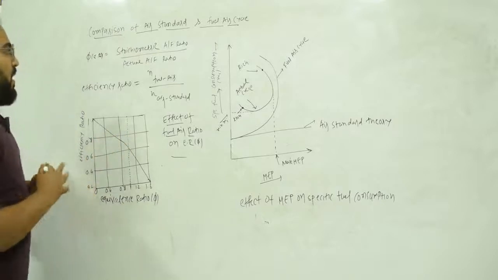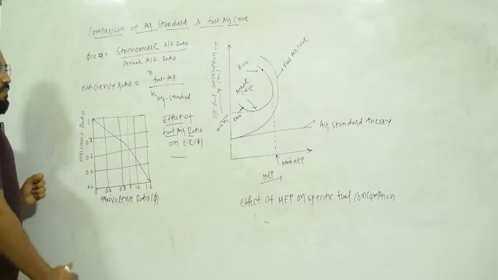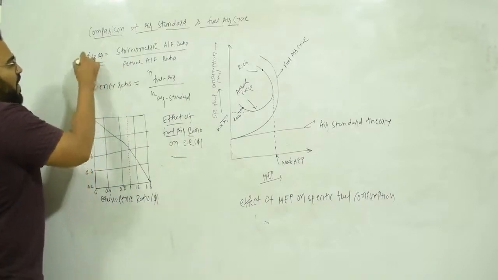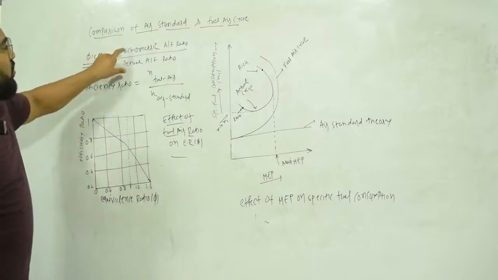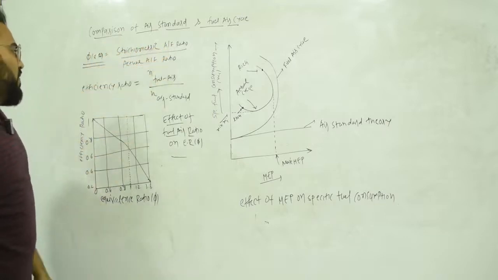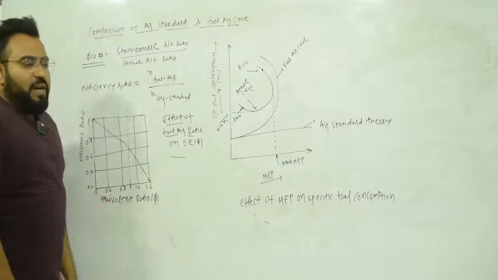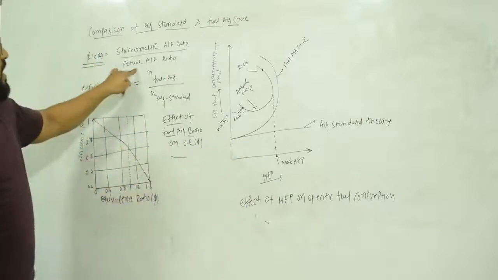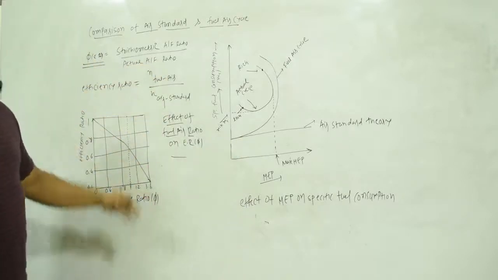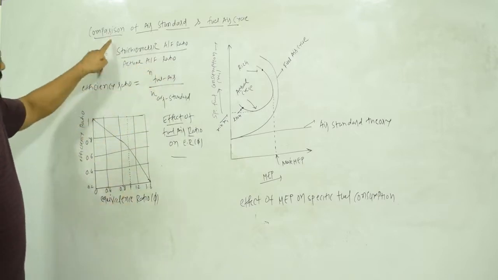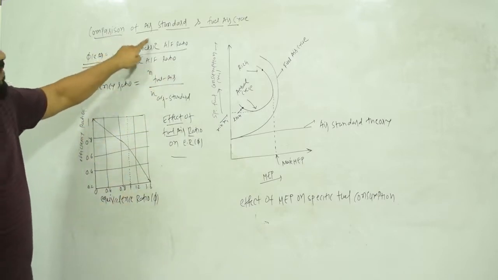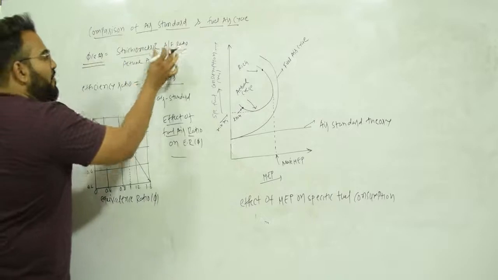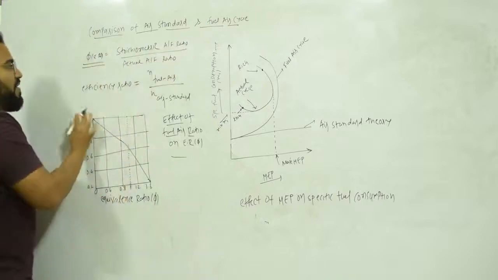Before I explain this graph, there are two terms that you need to understand first. First is the equivalence ratio, phi. The equivalence ratio is equal to the stoichiometric air fuel ratio upon the actual air fuel ratio. I already told you what stoichiometry is. Stoichiometry means the chemically correct air required for the complete combustion of the fuel, and the actual air required for the complete combustion of the fuel is the actual air fuel ratio. So this is the equivalence ratio, and the symbol is phi.